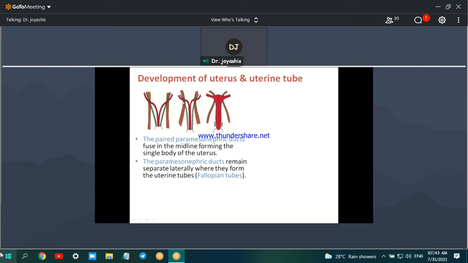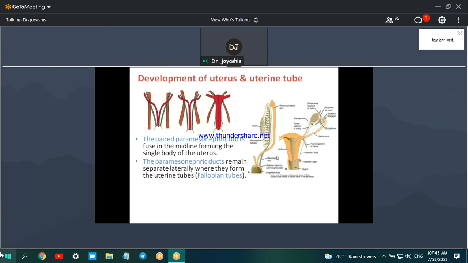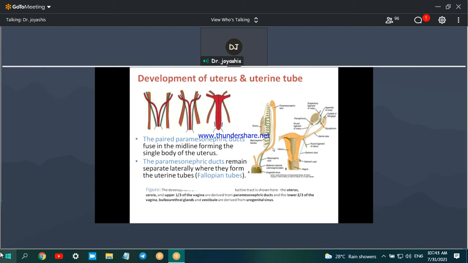The single body of the uterus develops by the fusion of the two paramesonephric ducts. The paramesonephric ducts remain separate laterally, where they form the uterine tubes, or fallopian tubes. These are the fallopian tubes.